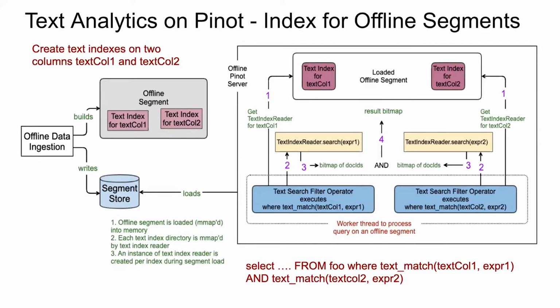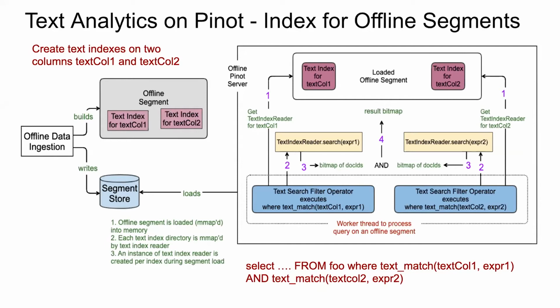Let's take an example of how query processing will happen on a text index. On the left-hand side, there is an offline data ingestion job that builds an offline segment. As part of the segment generation, we create text indexes on as many columns as the index is enabled on. And then once the segment is fully built, it is written to the segment store. On the server side, the server loads the segment. It memory maps the segment. As part of doing that, we also load the text index. It is also memory mapped. The entire text index directory is memory mapped. And we create a text index reader during segment load to use later during search query processing.